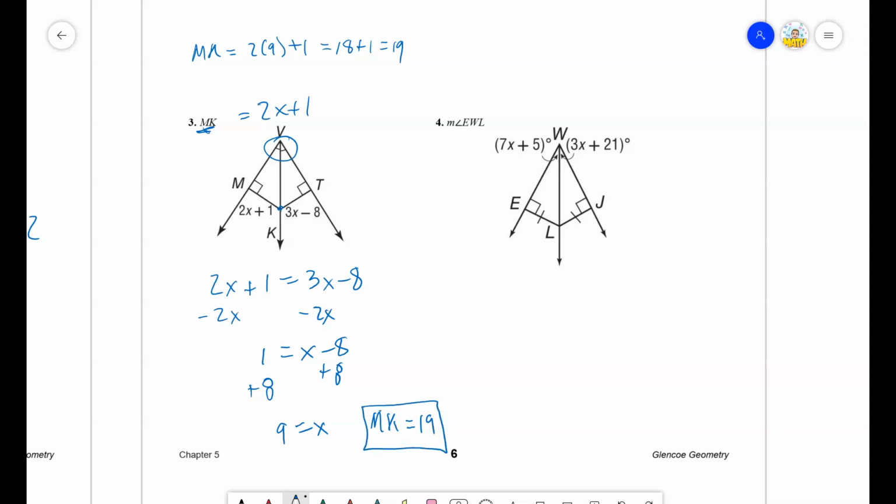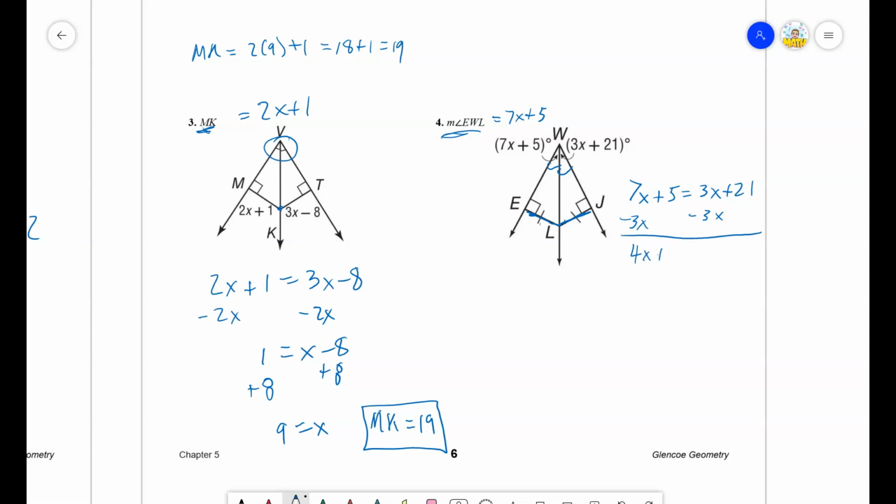Okay. And then our last example, again, we can see that these two segments here are marked equal. They're congruent. So we infer from that this is an angle bisector. These two angles are equal to each other. So we can start with 7x plus 5 equals 3x plus 21. Okay? But again, let's keep in mind, what do they want? They want EWL. Well, EWL is 7x plus 5. So when I get x, I'm going to plug it back in to 7x plus 5 to solve for the measure of angle EWL. So we would subtract 3x from both sides.